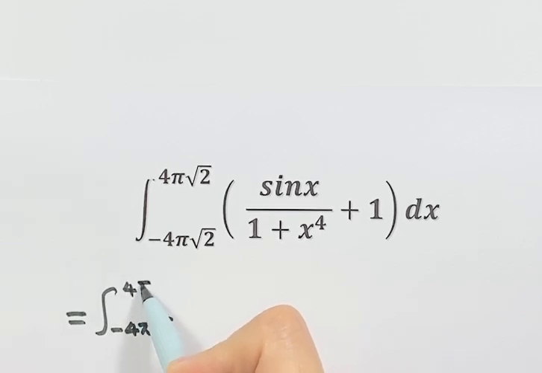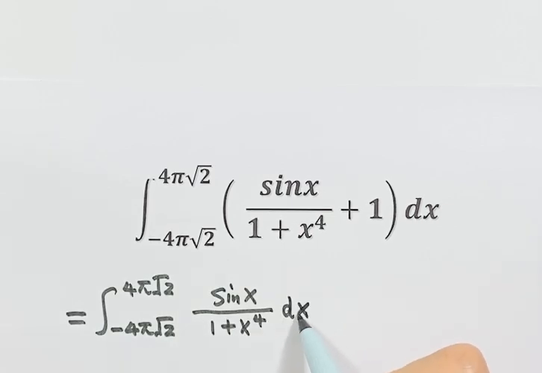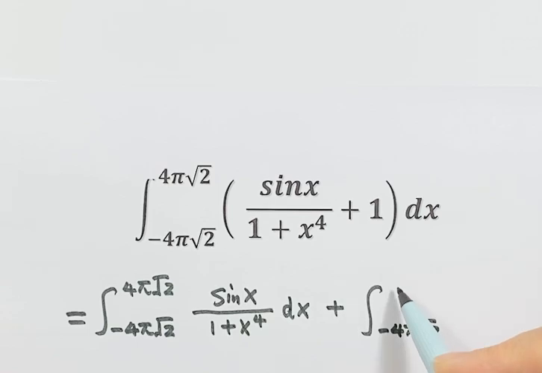Here's the upper bound. So we are going to separate from here. So then here's the first part: sine x over 1 plus x to the fourth. Then the second part, that will be the integral of constant 1. So here we have just dx.